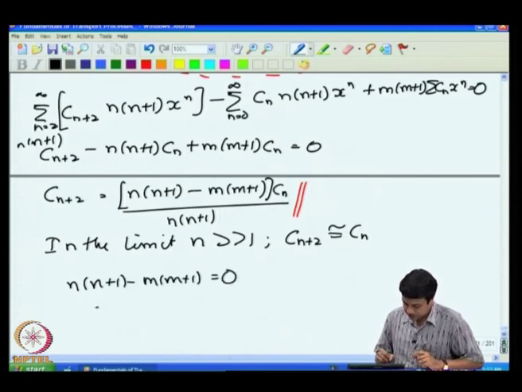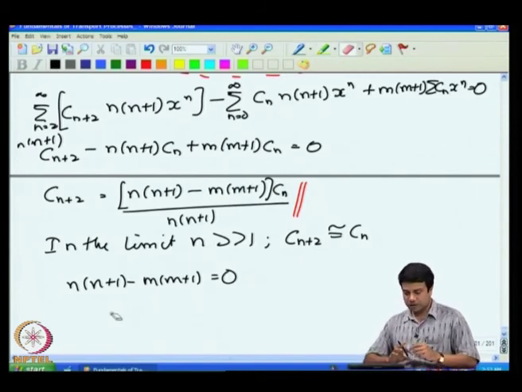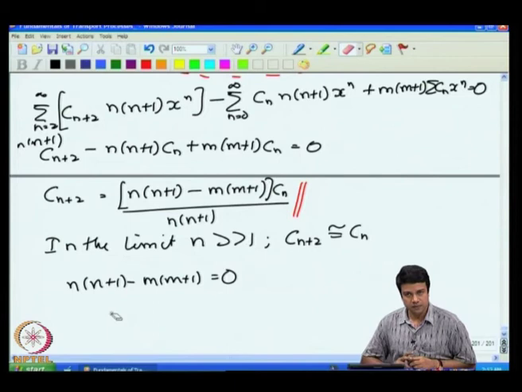is equal to 0 for some value. So, if I have some value for which n into n plus 1 is equal to m into m plus 1, at that point C n plus 2 is equal to 0 and automatically C n plus 4 is equal to 0 and all higher terms are 0 and the series truncates at that particular point. That can happen only if m is an integer. If m is not an integer, the series will not truncate.